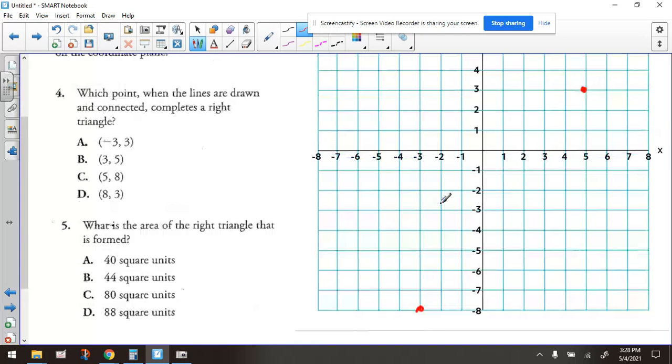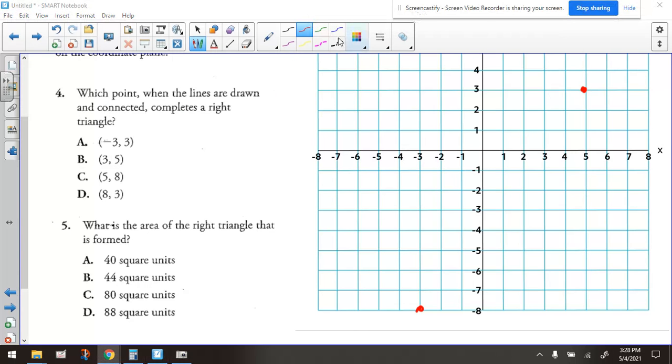All right, and now it's asking us for question 4. Which point, when the lines are drawn and connected, completes a right triangle? So I'm going to use a different color just so we can keep the points straight in our mind. So there's this idea of doing a (-3, 3). If we go left 3 and then up 3, that's going to be right here.